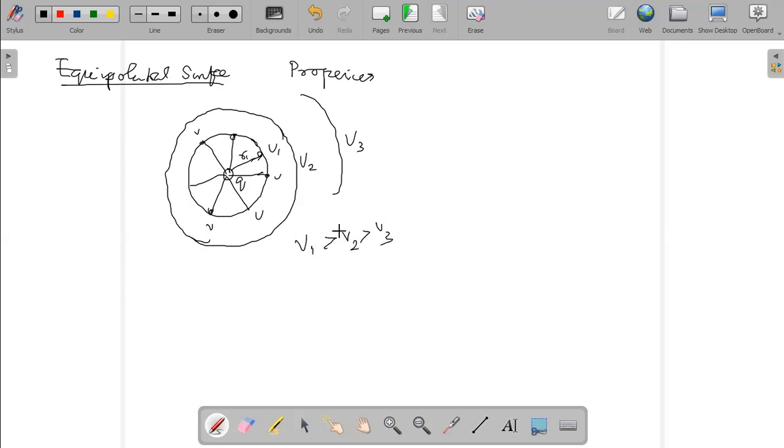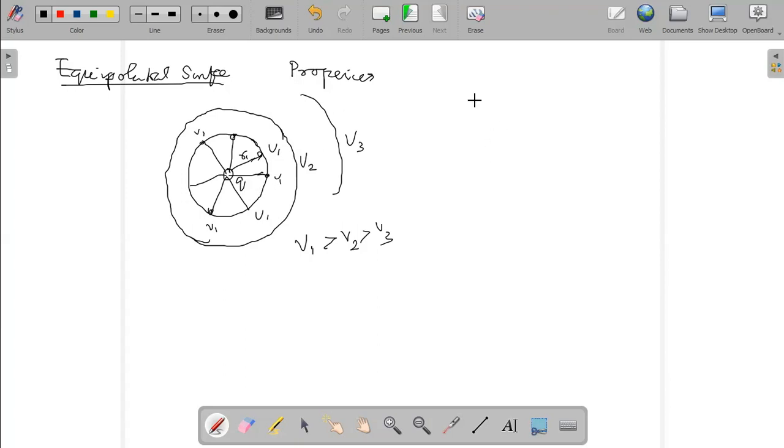Anyway, equipotential surface na, this is one equipotential surface. This is another equipotential surface. In an equipotential surface, all the points on the surface are found to have the same potential. That is called an equipotential surface. Okay. Now, I'm going to tell about the properties.